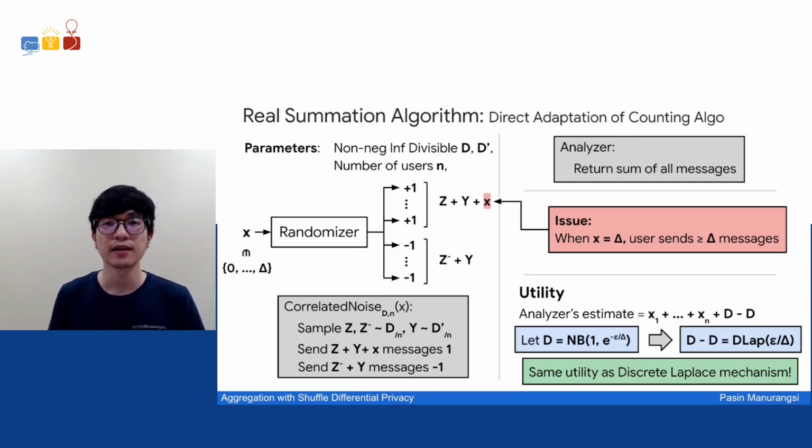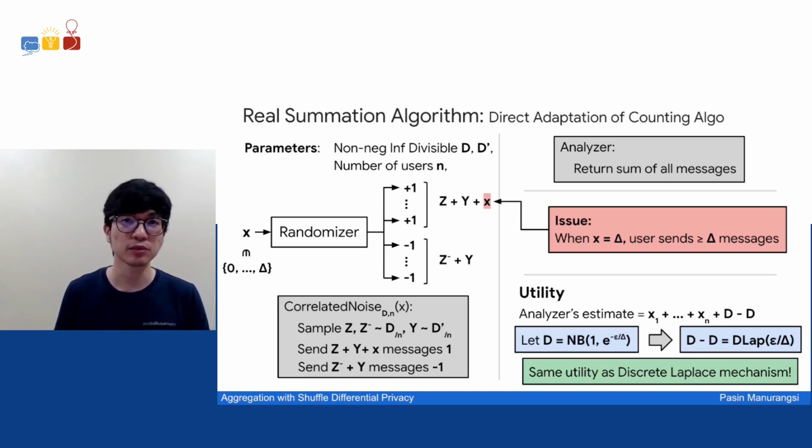Just to recall, the reduction from real summation to integer summation has big Delta being square root n. So this means that each user would send square root n messages, and that's clearly too large. And we want to reduce this. We want to reduce these big Delta messages to just close to one message.